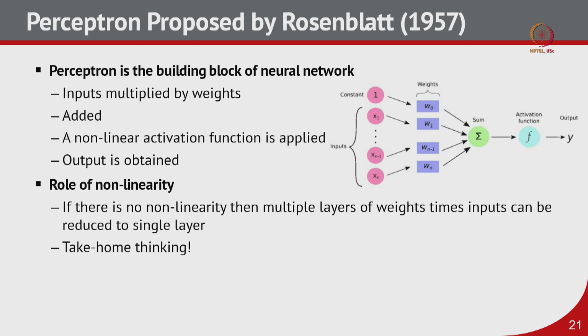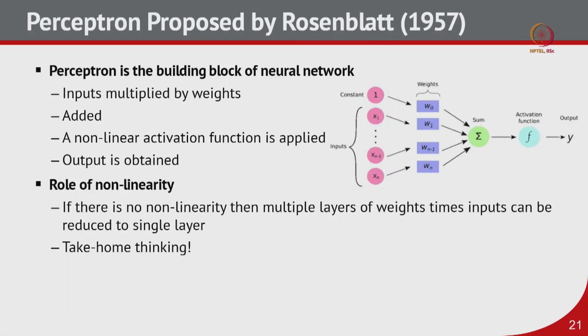This activation function is a nonlinear function, like maybe e to the power x, some form of e to the power x, or some form of logarithmic function, and all those things. We need this nonlinearity, because if there is no nonlinearity, then multiple layers of weight times input can be reduced to a single layer, right. So, let us say we have multiple of these neurons.